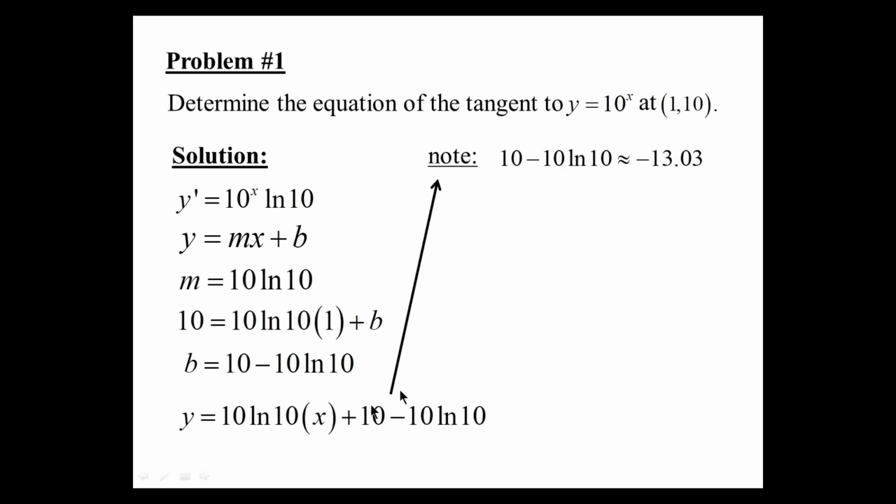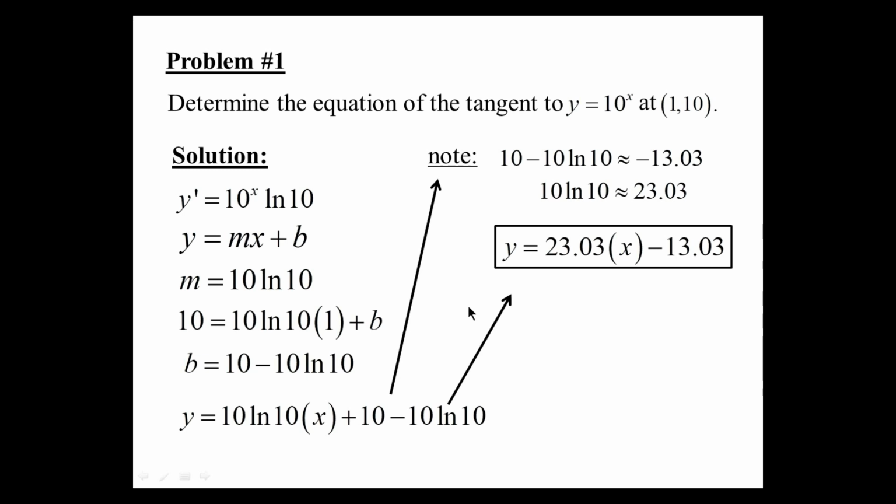While the slope here, 10 ln 10, according to a calculator, is about 23.03. So we could replace those expressions, and we have the equation of the tangent to the curve at the point. By the way, this can be rearranged into different ways and equated to 0, for example.